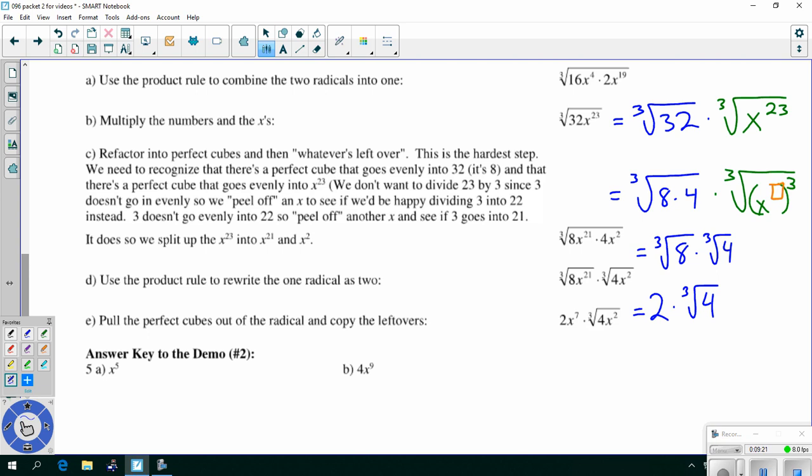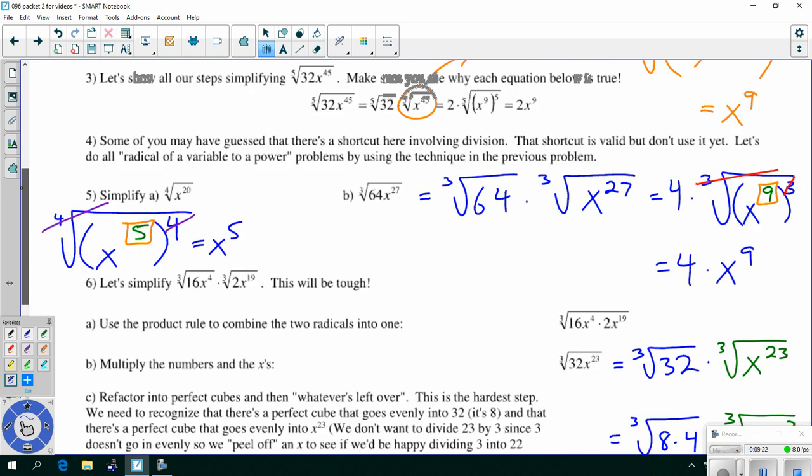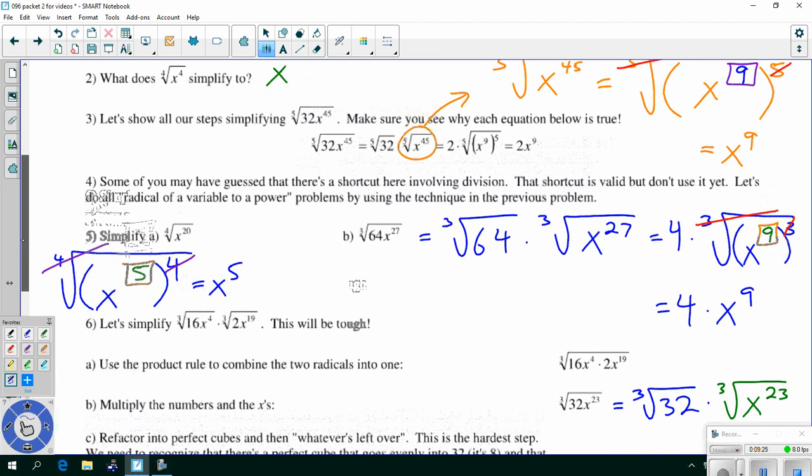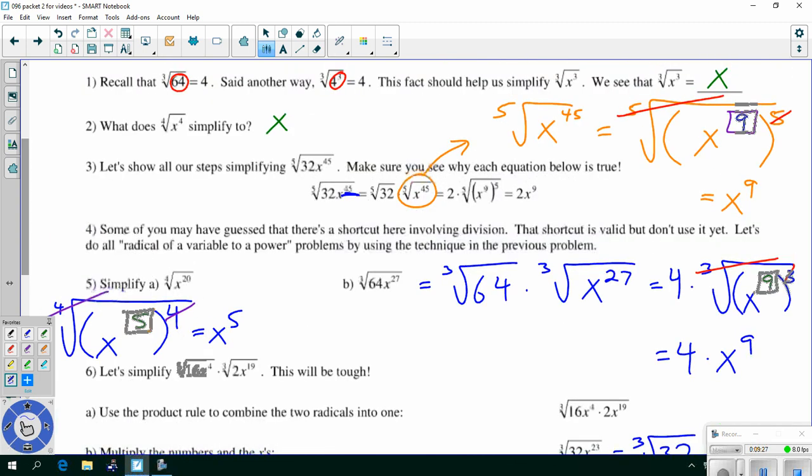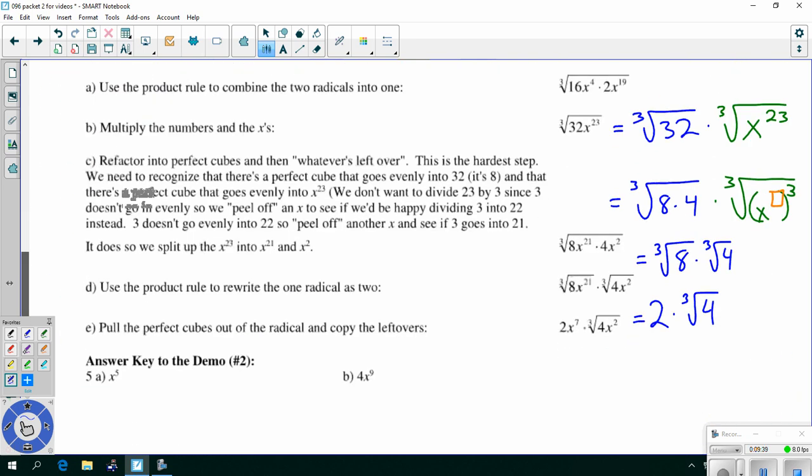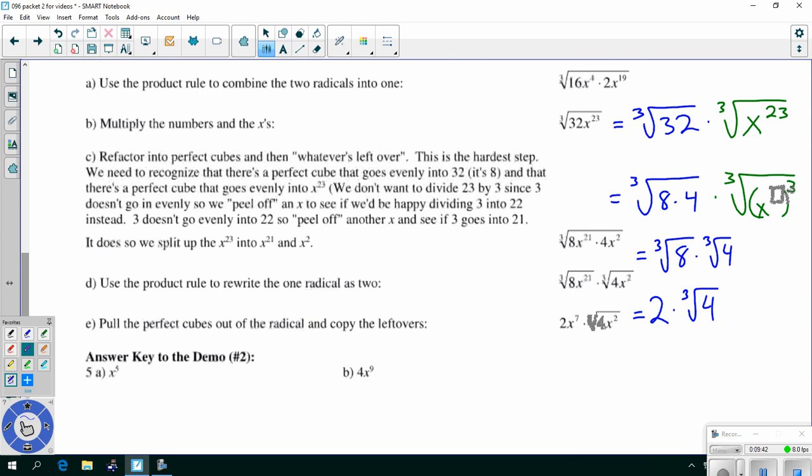In fact, we didn't really pay much attention to this before, but it was chosen very carefully, these powers up here. I chose very carefully 45 and 5 because 5 goes perfectly into 45. And the same thing was true, that 27 is divisible by 3, 20 is divisible by 4. But I didn't choose as nice a combination of numbers here. So we got to do some work.